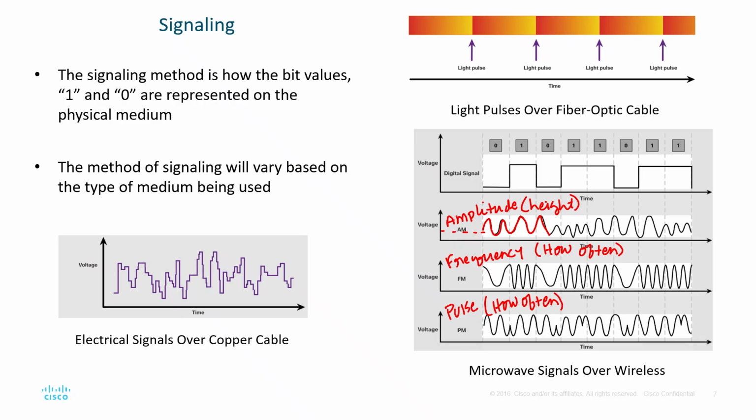Then over here, these are microwave signals over wireless. My bad, this is all wireless. I said it was physical. So these are all wireless over here on the right-hand side. This is your fiber. And down here is your electrical signals over copper wire.